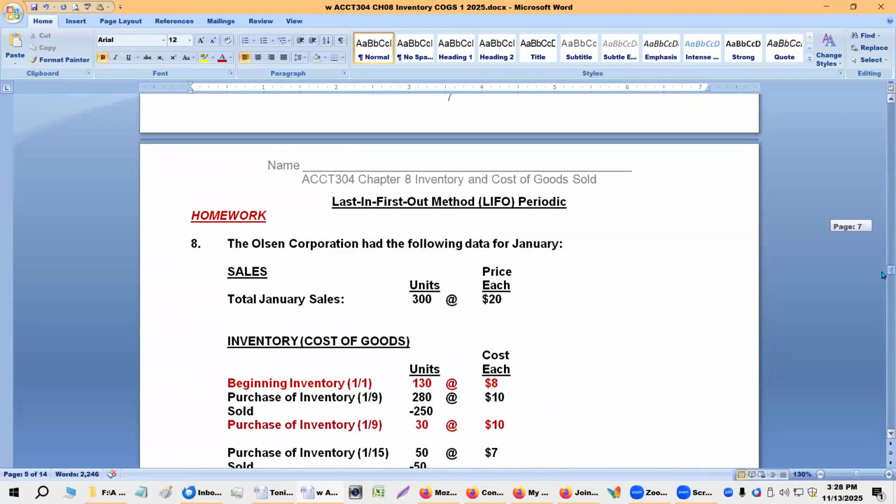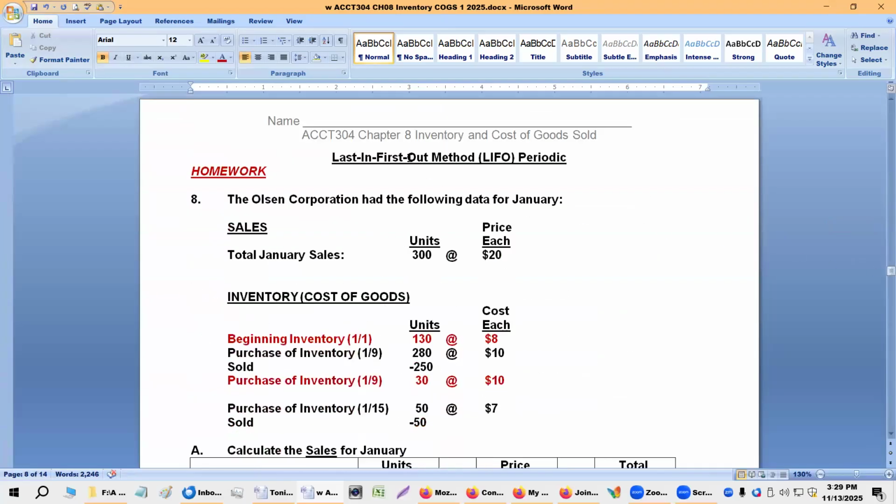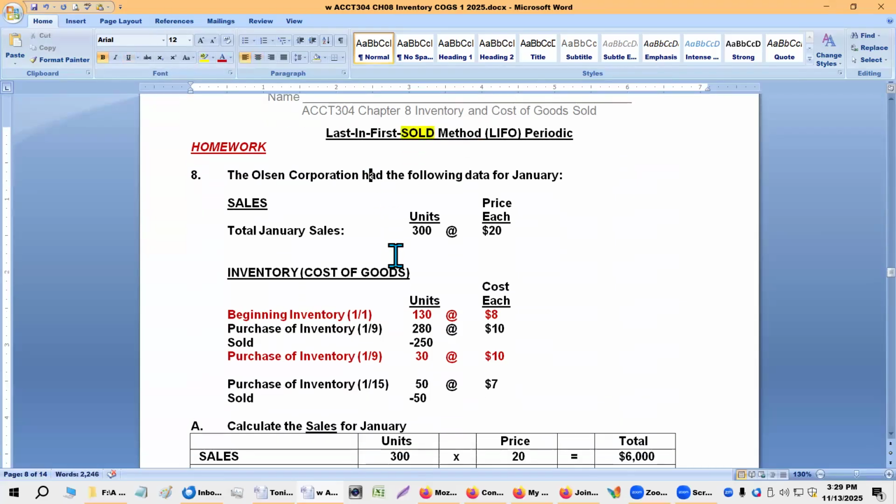So let's go down to contrast that with this one. So the last one is in there, the first one's out. What we really mean by that is that the last ones are the first ones sold. Now, maybe this is probably not the way most of it is. The last in, first out, I think I told you, it's a theoretical one.